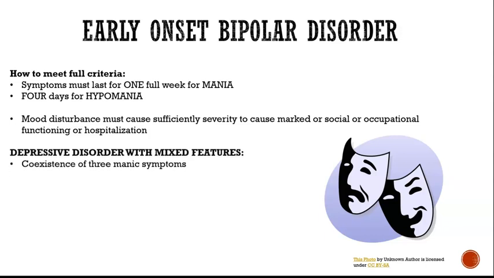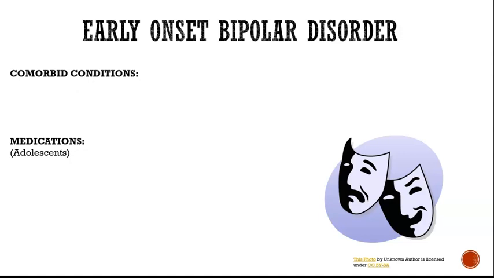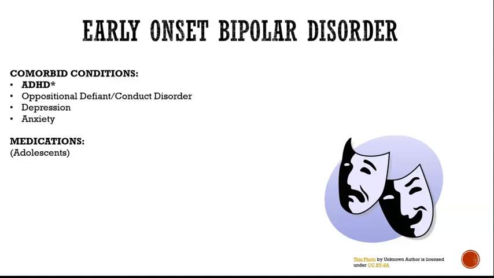So if they have a depressive disorder with mixed features, then there may be a coexistence of 3 manic symptoms, and for full mania, they would have a coexistence of 3 depressive symptoms. Some comorbid conditions, like I mentioned before, is ADHD. And some children with ADHD are often misdiagnosed with bipolar disorder. Oppositional defiant or conduct disorder, depression and anxiety.